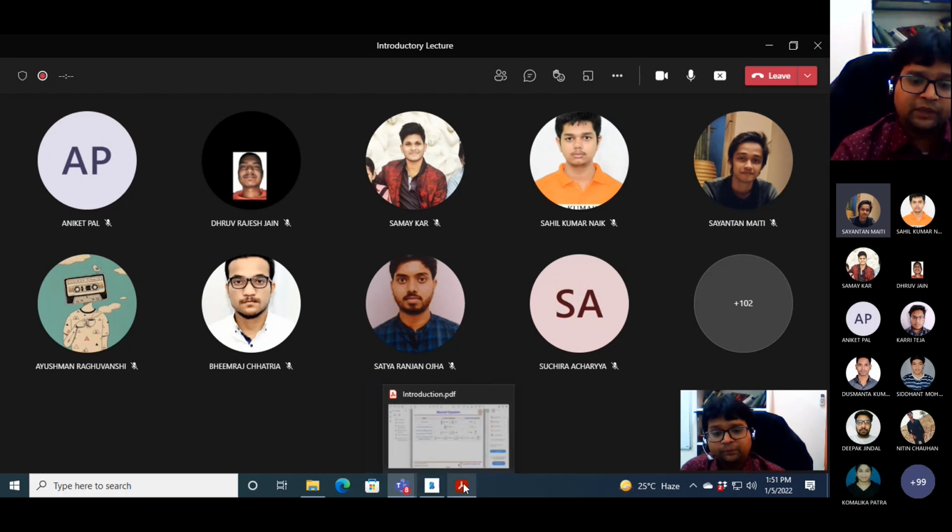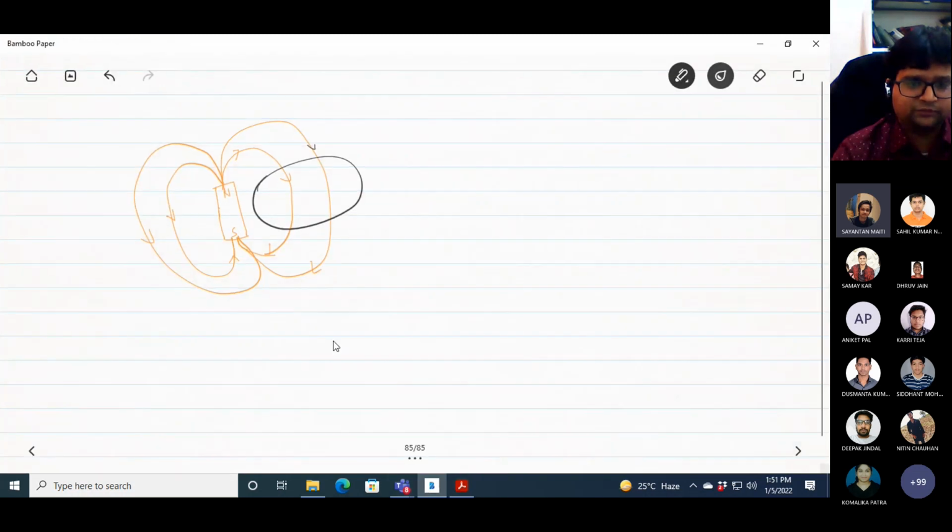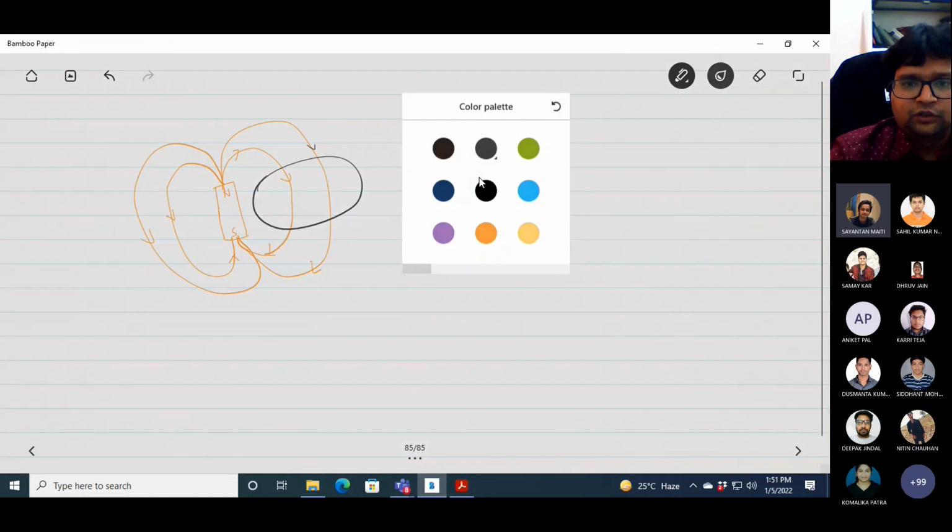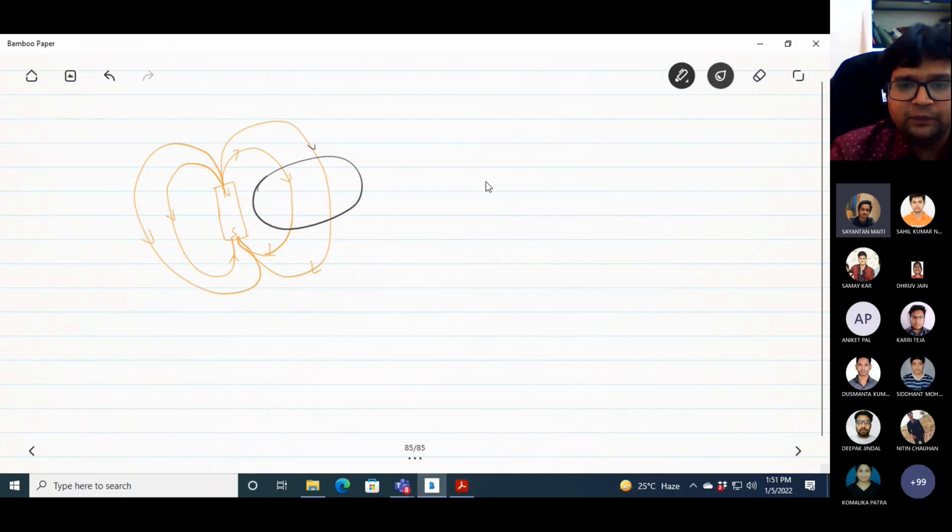Because what is the fundamental cause of magnetism? It is basically the rotation of electrons. So as the electron, let's say e minus, rotates around its nucleus, that basically produces a magnetic moment.